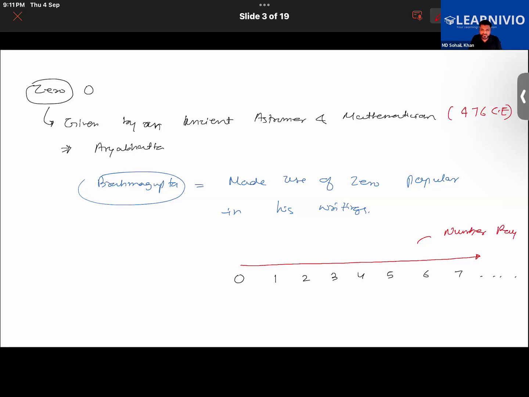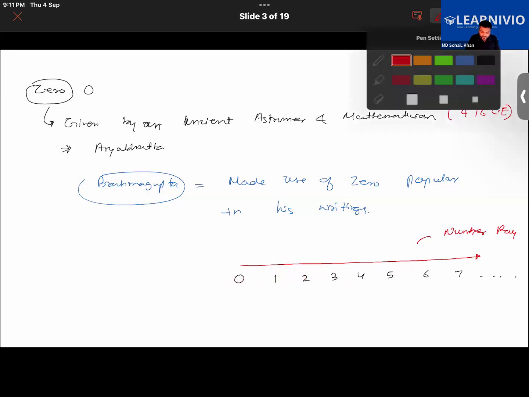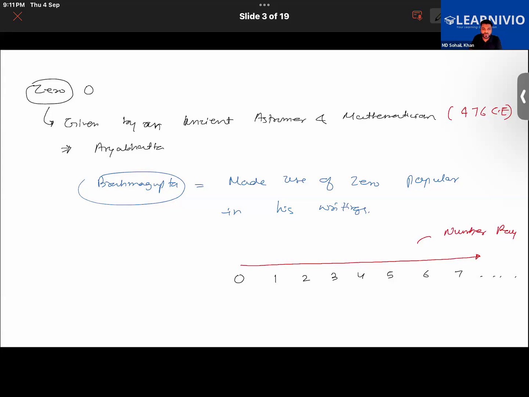We are just calling it that; it is not some mathematical term. On a number array, we had learned about these numbers so far. But beyond zero, we have negative numbers also. That is what we are going to be learning in this chapter in detail.